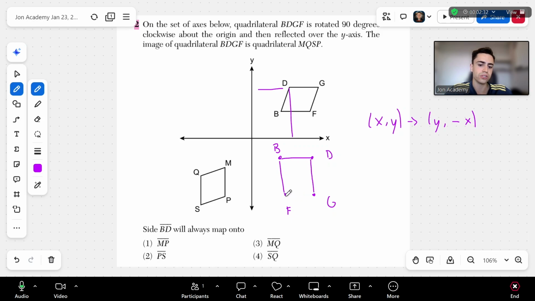And the next transformation is even easier because it's a reflection over the y-axis. This means we are reflecting over this line. So M is going to be the B. P is going to be the F, as we can see. So what we were asked was BD. BD is this one. It's going to become MQ. So we are going to go for the third option. And at the same time, this matches BD, MQ.